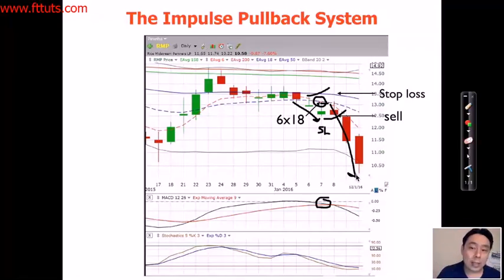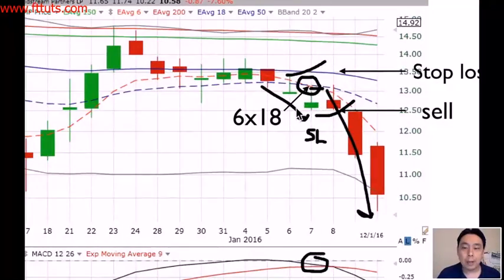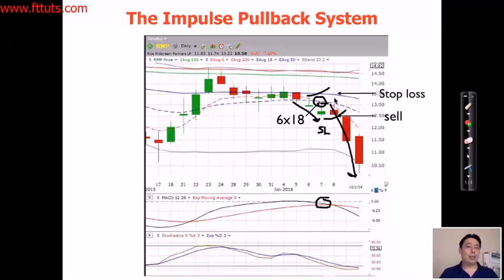So again, you do not want to sell with the amateurs over here. You want to sell only when their stop losses have been taken out. So this is one of the trade secrets where professional traders are able to make money from the market consistently by capturing the stop losses of amateurs. And you'll be learning this system in the impulse pullback system.